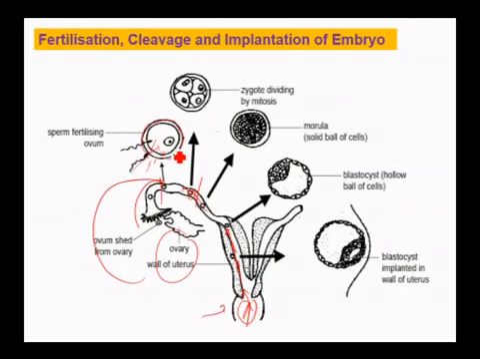Here, the nucleus of the sperm head is called the male pronucleus, and the nucleus of the egg is called the female pronucleus. They fuse to form a structure called the zygote. That is how the product of fertilization, called the zygote, is formed.